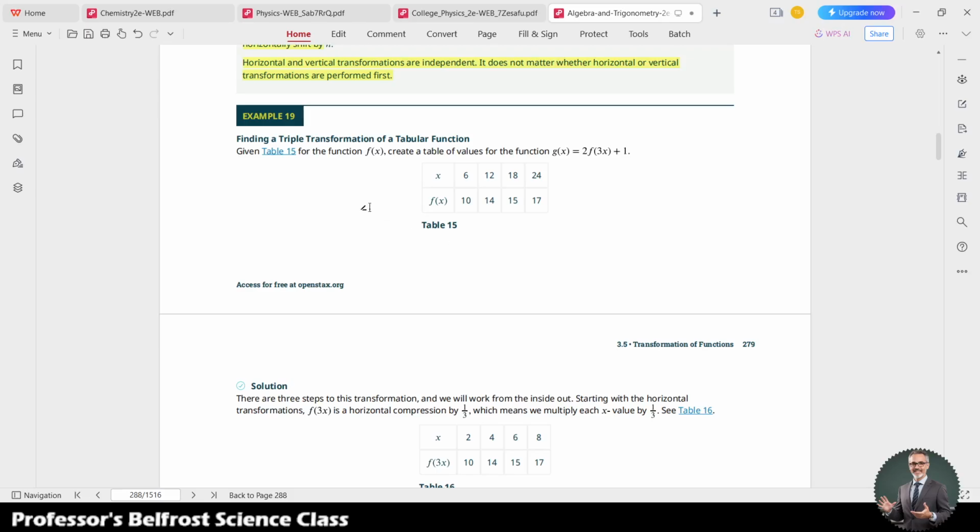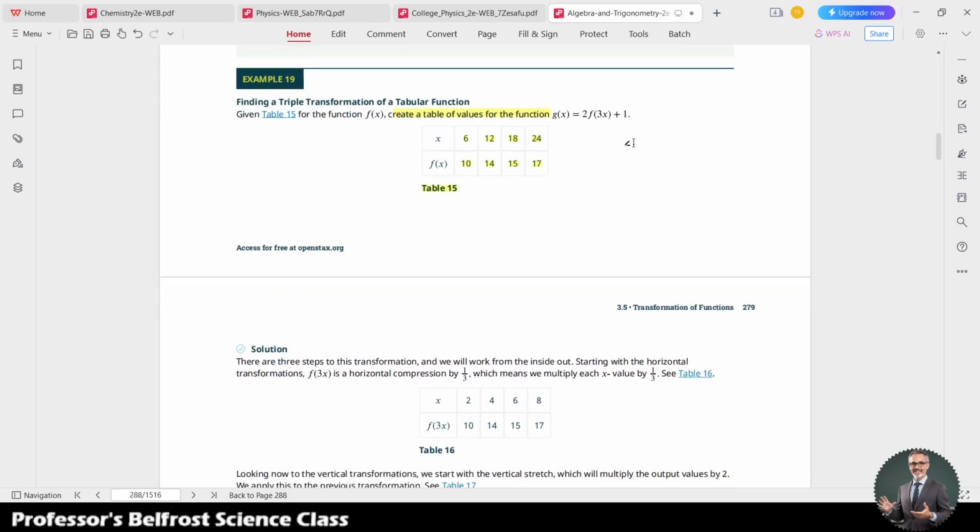So given table 15 here, the below part, for the function f(x), create a table of values for the function g(x) equals f of 3x plus 1.